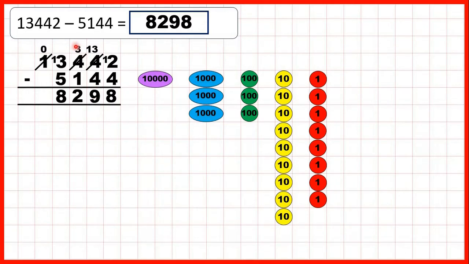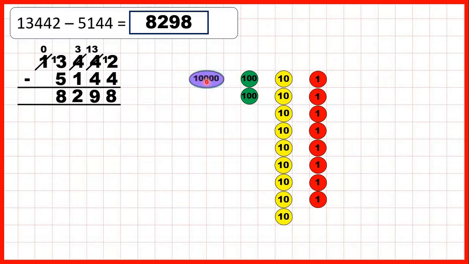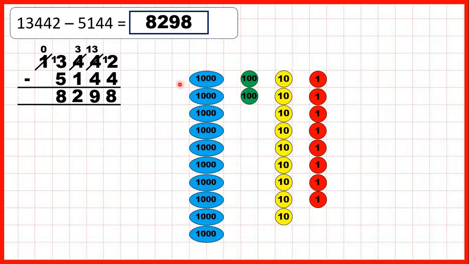But now, because we exchanged, we only have 3 hundreds. We took 100 away to give us 2 hundreds in our answer, but then we needed to subtract 5 thousands. We can take away 1, 2, 3, and then exchange with our 10,000 counter. We can exchange our 10,000 counter for 10 more counters. So then, because we've already taken away 3,000 counters, we need to take away 2 more, so that we've subtracted 5,000s altogether. And you can see that we now have 8,000 counters, so that's why we have an 8 as the thousands digit of our answer.